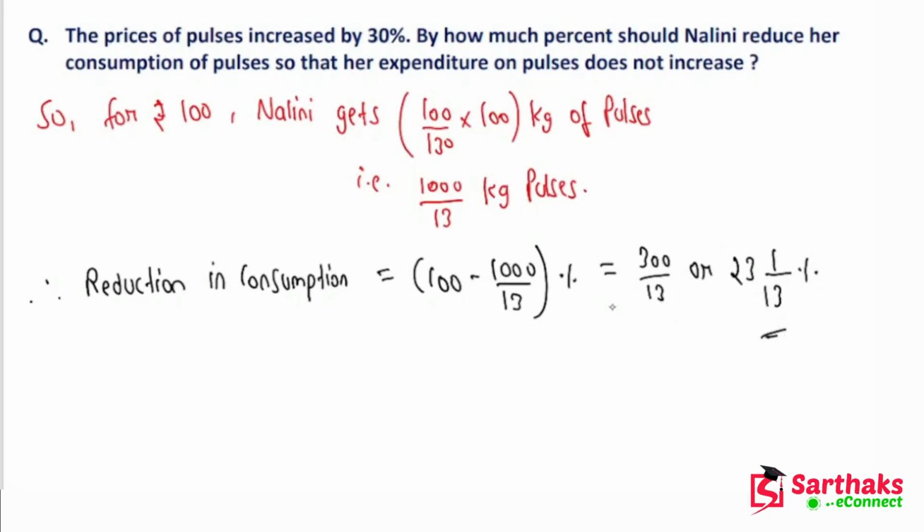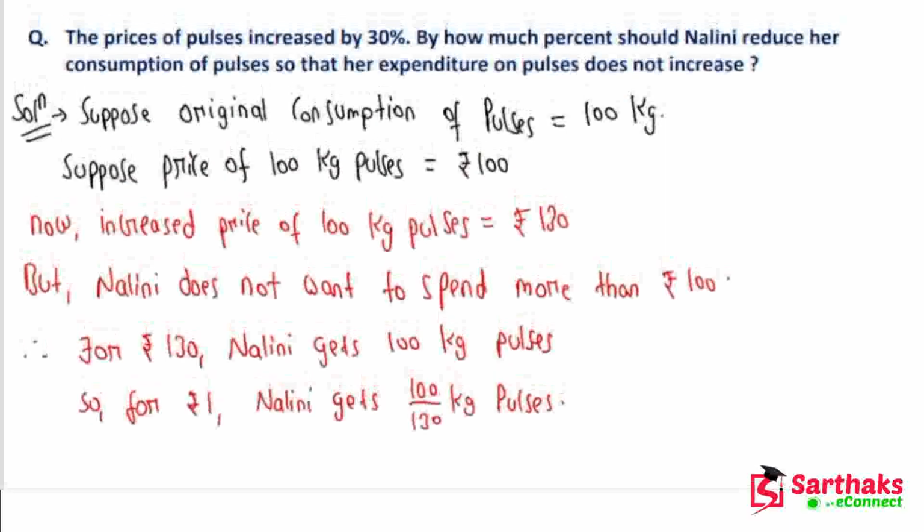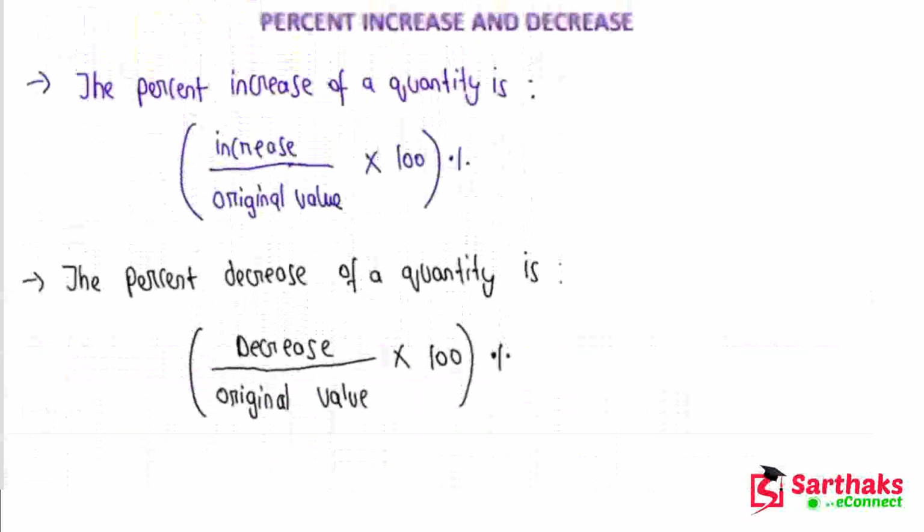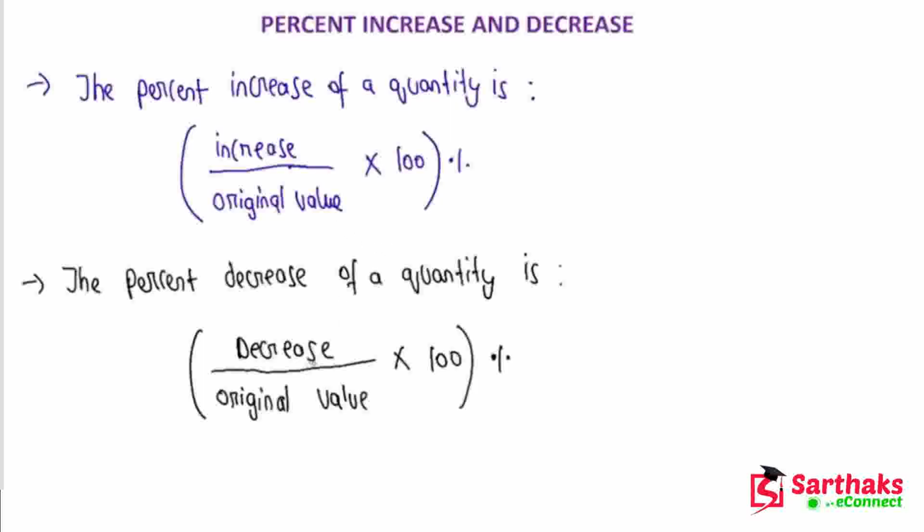Now let me give you a reason why we have not used the reduction formula. Let me take you to the formula and explain it there only. See, decrease upon original value into 100. Now suppose your original value is 100 itself. So 100 will cancel out with 100. So decrease would be the percentage only. Once again, suppose your original value is 100. So you will cancel 100 with 100, and you will only get the decrease. Percentage of decrease is what?